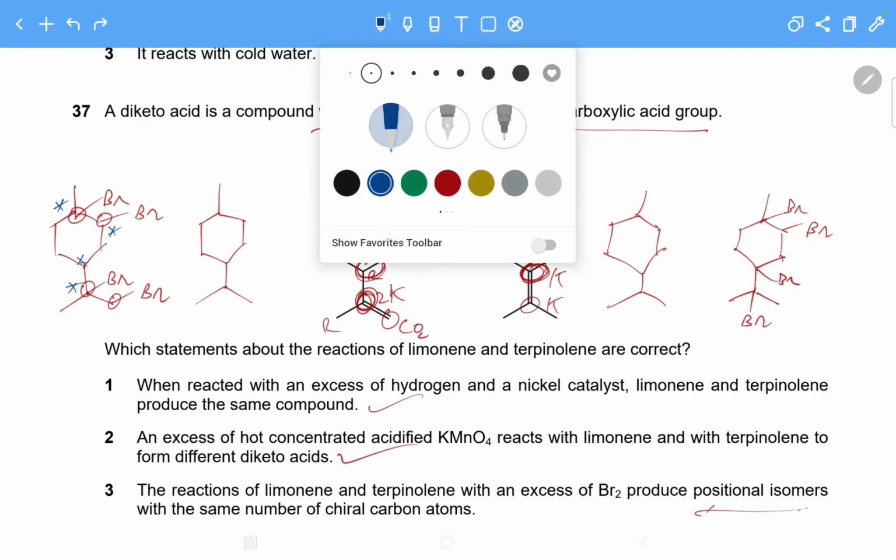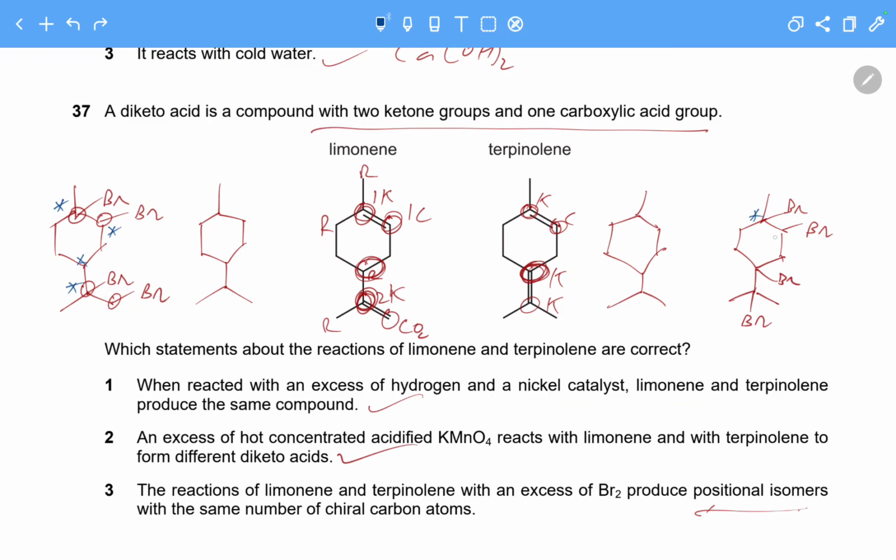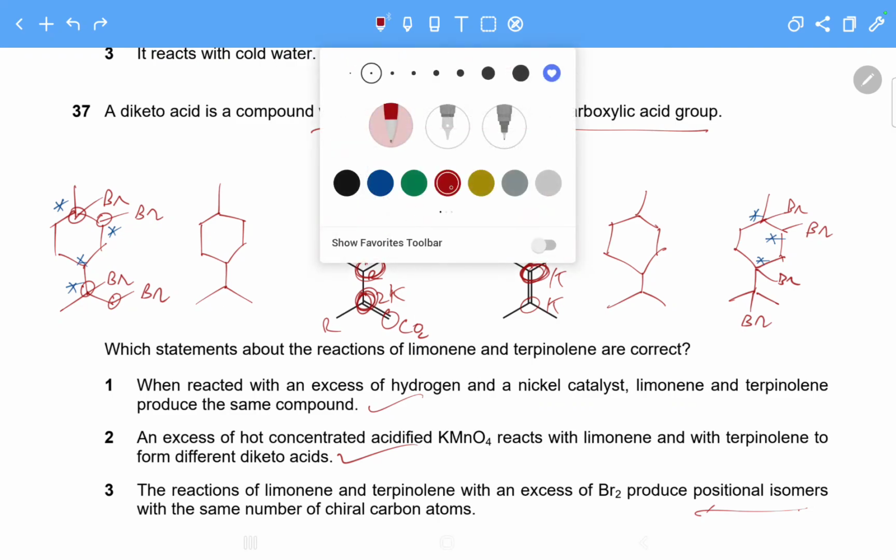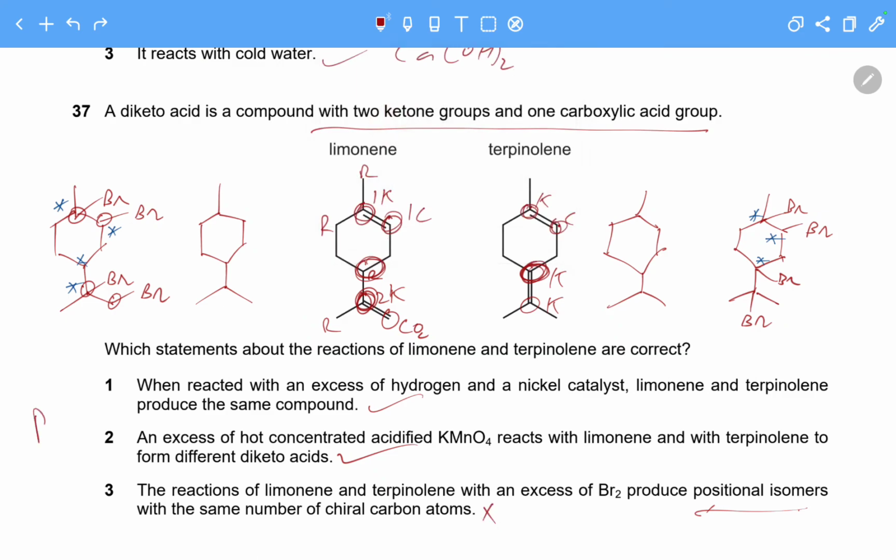But let's see the number of chiral carbon atoms here. This one, this one, this one, and this one. No, not this one, sorry. There are only 3 chiral carbon centers here, which are marked in blue. So the option says they have the same number of chiral carbon atoms, but as we can see, they have different numbers of chiral carbon atoms because the limonene product has 4, whereas the terpinolene product has 3. So option 3 is wrong, and therefore B is the correct answer.